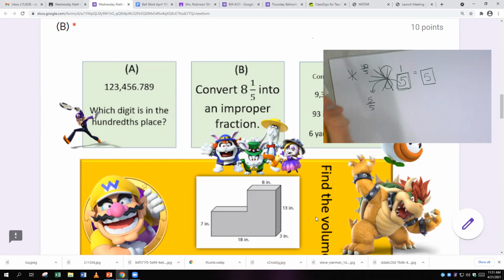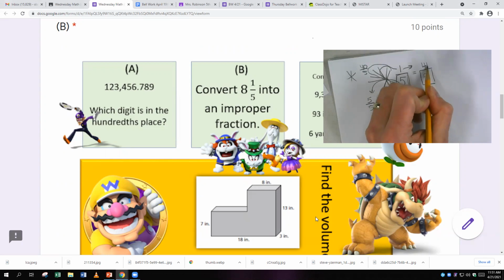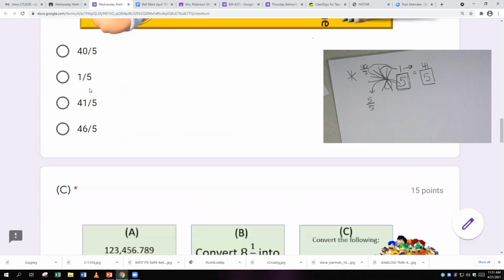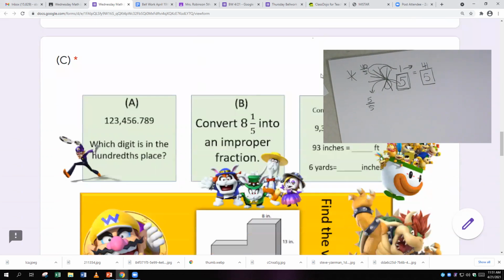And we don't just have 8 wholes. Remember, we also had the 1/5. So we have 41/5. So turning 8 and 1/5 into an improper fraction, it's equal to 41/5.